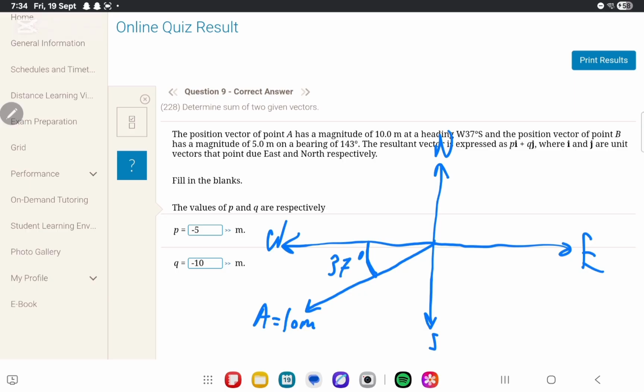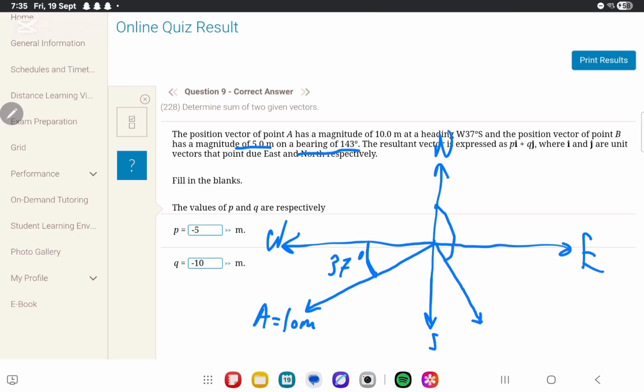Now, they have another vector, B. B has a magnitude of 5 meters on a bearing of 143. Bearings, as you know, start off like this. For 143, the angle between two quadrants is 90 degrees, so it's going to be 90, 180, 270, but we don't want to go as far as 270. So it's going to be 90, and then let's say 143 is somewhere here.